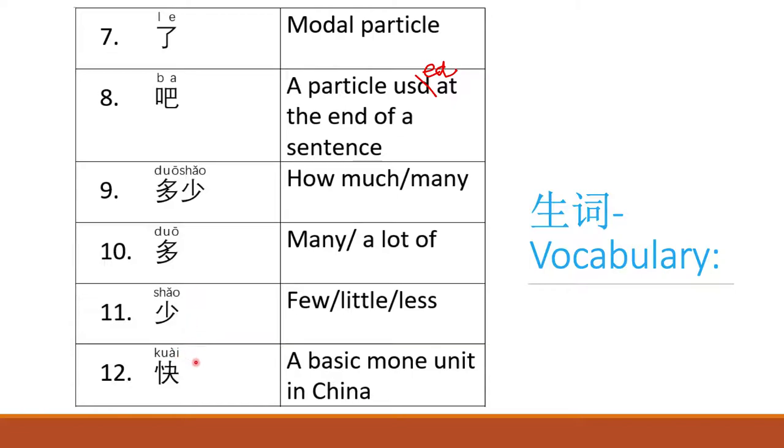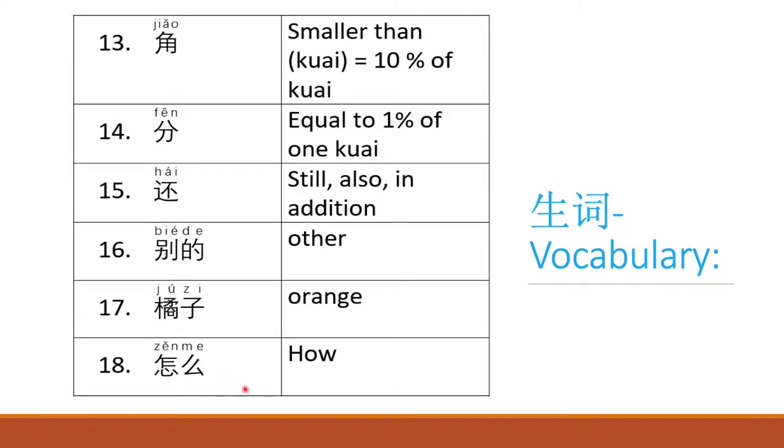Okay, number 12, you will learn a currency. You know renminbi, right? It's like US dollars. In China, renminbi is our national currency. And number 12 is a basic money unit in China, alright? 块, kuai. Because in spoken Chinese, we do not say renminbi. We just say kuai, alright? Next one. There's another, kind of lower value currency, 角, jiao, equal to 10% of kuai. Smaller than that, 分, fen, equal to 1% of kuai. To this one, you probably have some confusion, but don't worry, when you go into the lessons, you will see it is not too difficult, alright?